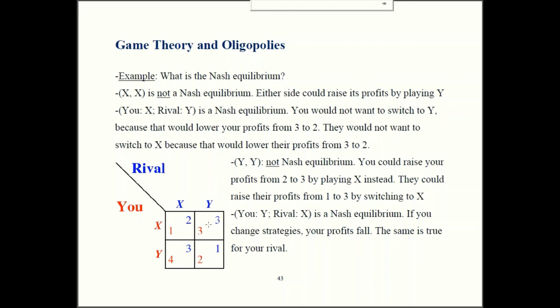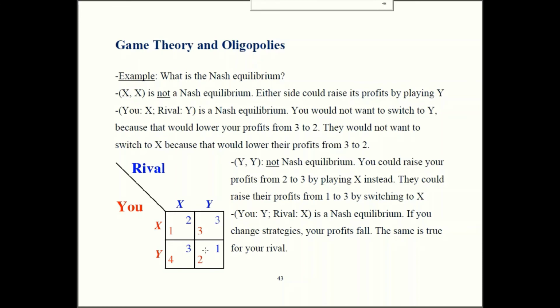Other possibilities, what if you both play Y? So if you play Y, they play Y, we're over here. Is that a Nash equilibrium? The answer is no. You could switch to playing X. So if they keep playing Y, but you start playing X instead, now we're up here, your profits are 3 instead of 2, that's an improvement. So you have incentive to deviate, this is not stable.